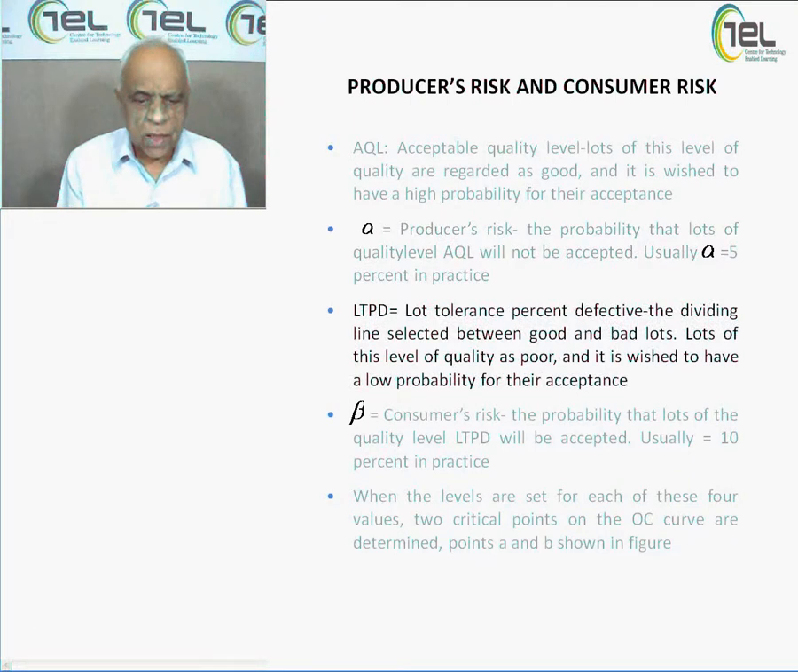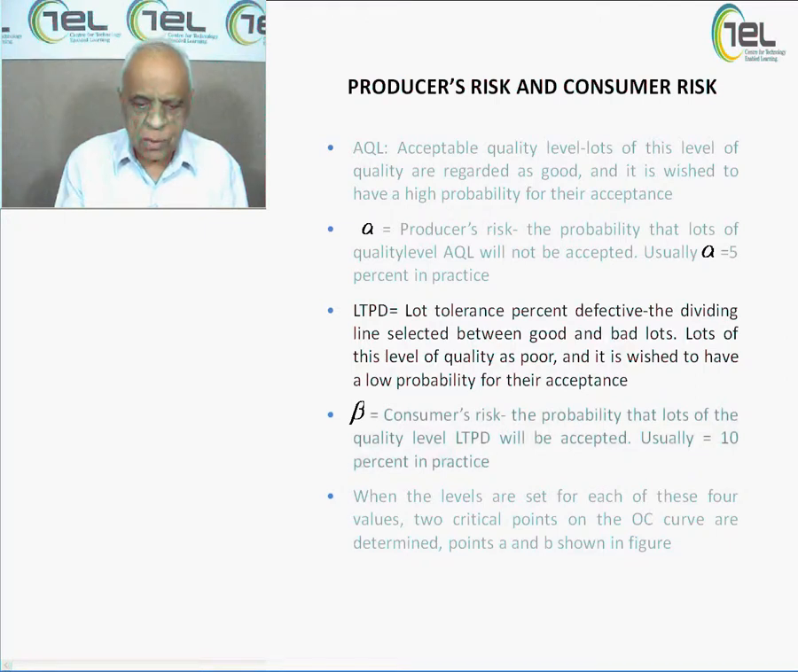Then we are talking about LTPD, the lot tolerance percent defective, the dividing line selected between the good and the bad lots. Here we have divided the two. Lot tolerance means a particular lot's defectives, whether it is 0.1% or 0.5% or 1% or 10%, whatever it may be. So each lot has to be taken into consideration with regard to producer risk, and at the same time taking consumer risk into account.